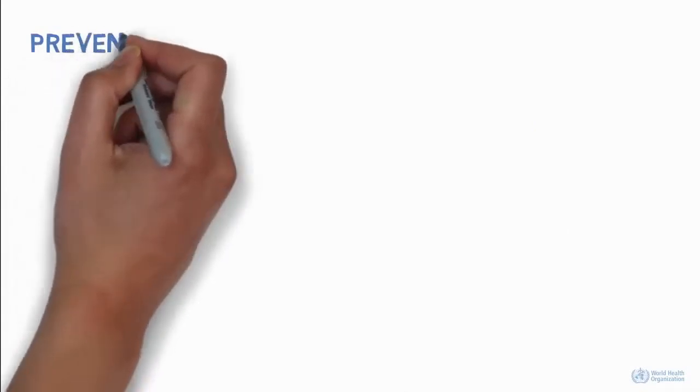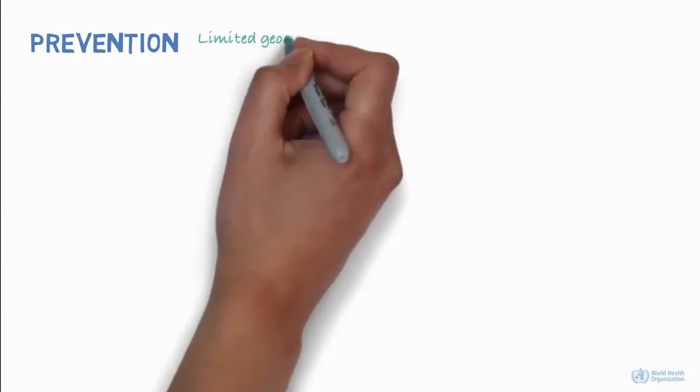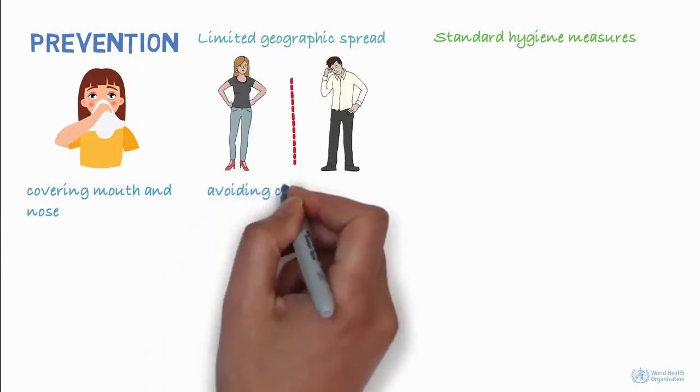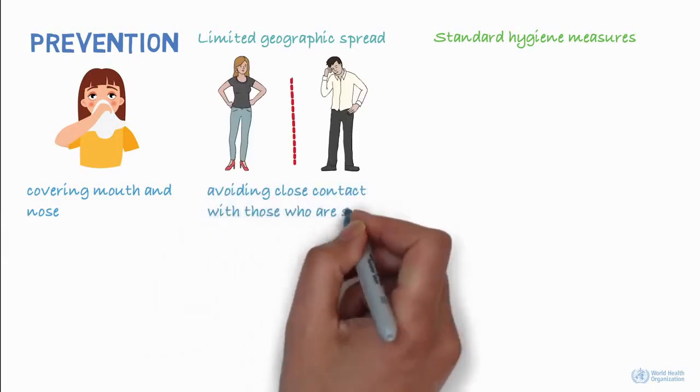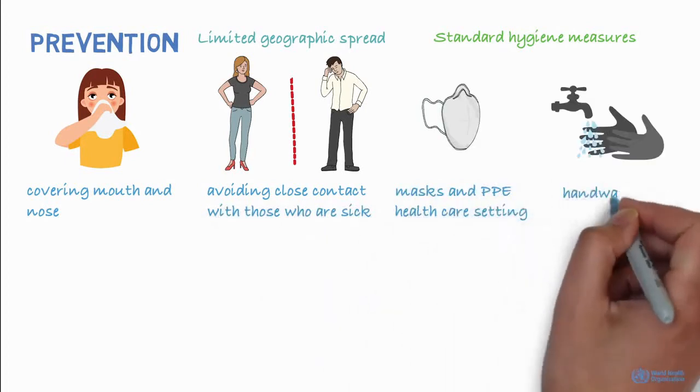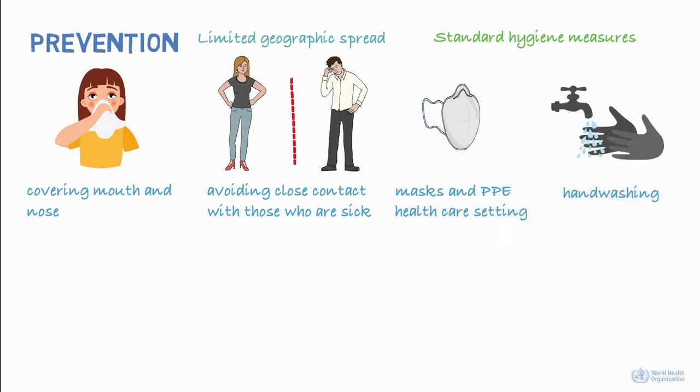How do we prevent transmission of the virus? This new virus currently has a limited geographic spread. However, there are a number of standard hygiene practices that have been recommended to protect against infection and further spread. These include covering your mouth and nose when coughing or sneezing with a medical mask, tissue, or flexed elbow, avoiding close contact with those who are unwell, the appropriate use of masks and personal protective equipment, especially in a healthcare setting, washing hands regularly with soap and water, or alcohol-based hand rub.